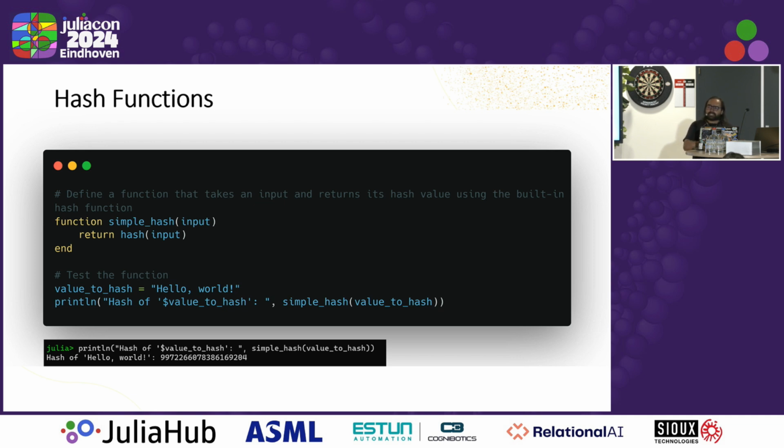You can compute the hash function using simple code like this. For example, function simple hash: pass the input and return the hash. The value to hash will be the message hello world, whose hash I want to compute. Then you can just print it using the simple hash function, and you can see here that it is printing the hash code.